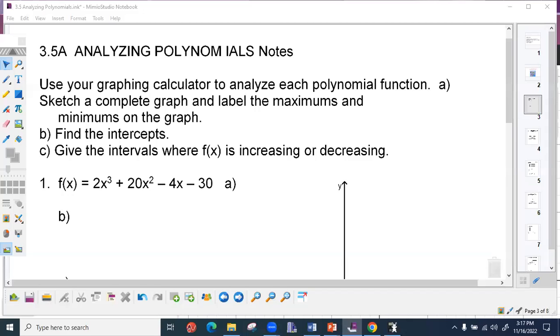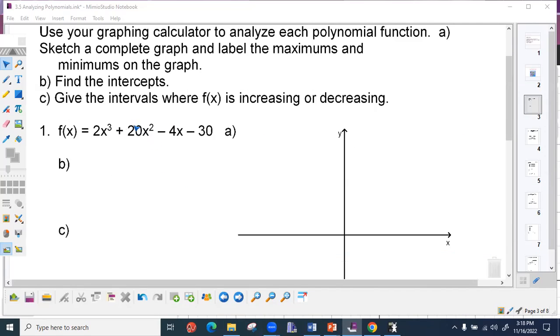Here we go. So we are analyzing polynomials, and basically what we're going to do is graph, and identify our maximums, our minimums, our intercepts, and then describe intervals of increasing and decreasing. That's what we're doing, okay? The reason why we're not really focusing on the domain and range is because for polynomials, their domain and range is all real numbers, right? It goes forever to the left and right, forever from the bottom to top. So therefore, that's not going to change. But these are the key things that are going to change, and you need to be comfortable analyzing.